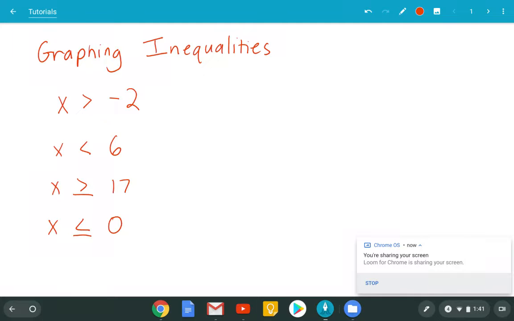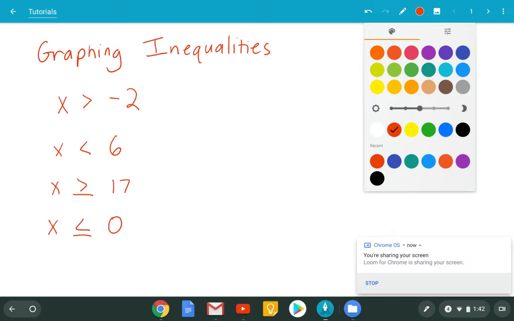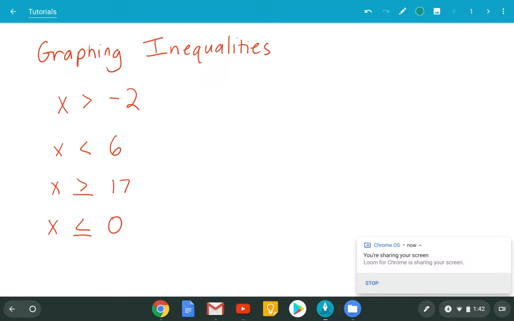Our first lesson today is about graphing inequalities. When you graph an inequality, that just means that you tell every number that could possibly be a value for your variable, and you put it on a number line. So with this first example, we have x is greater than -2. So we want to show on a number line all of the numbers that could be greater than -2.